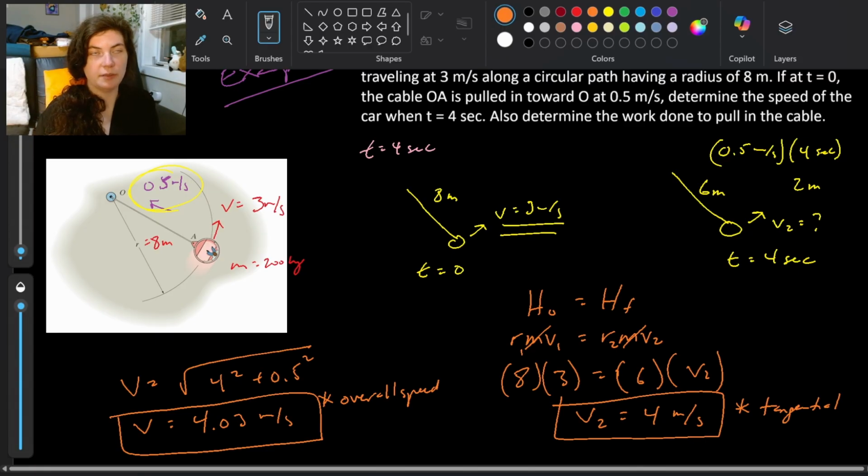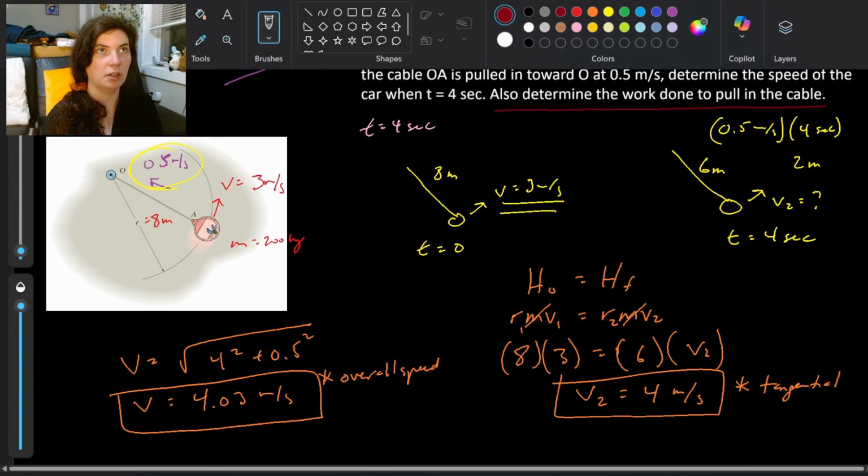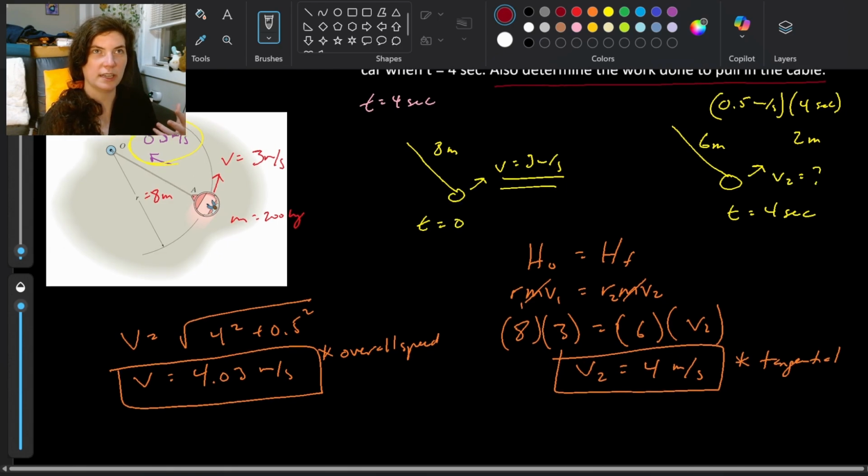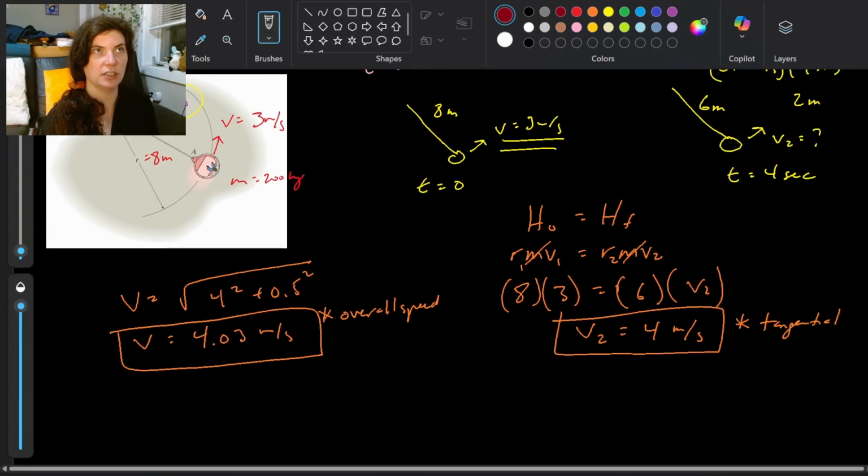So easy enough, right? Pretty simple to apply our conservation of angular momentum. You just have to have the right set of conditions to use it. Now our very last thing says determine the work done to pull in the cable. Anytime we're trying to find what that work is, it's probably a pretty good indication that we want to use our principle of work and energy.